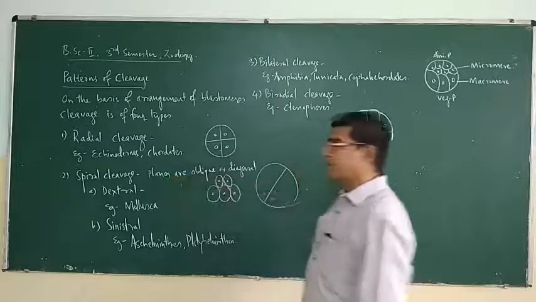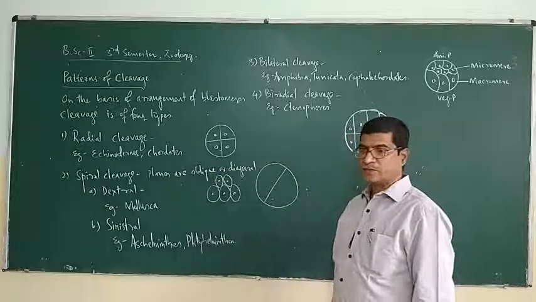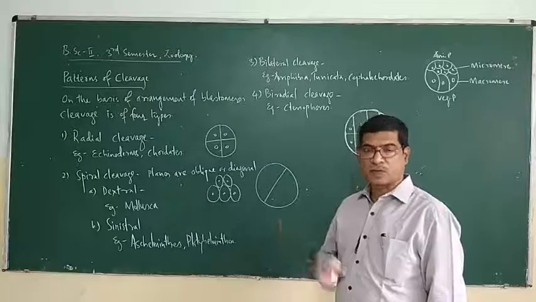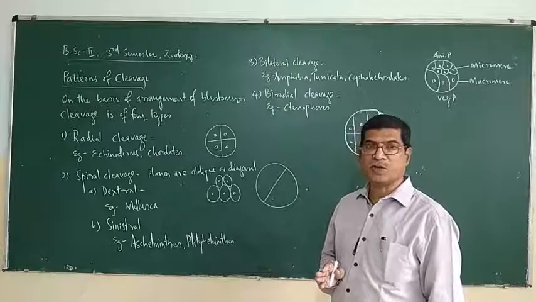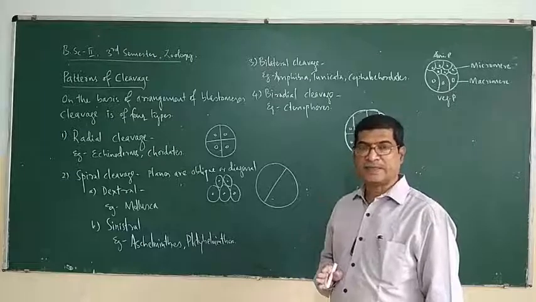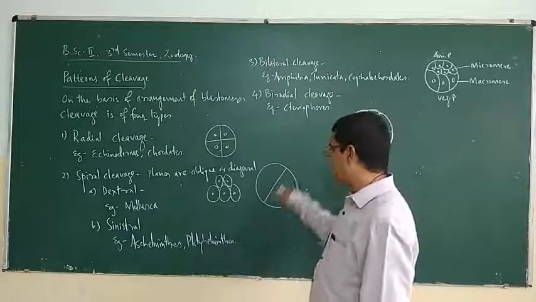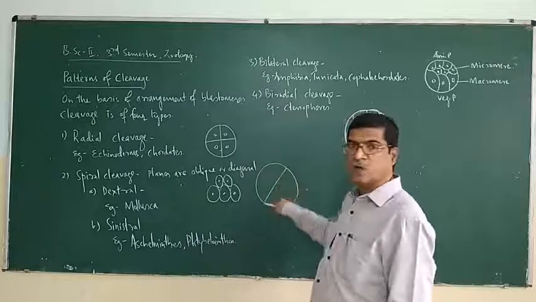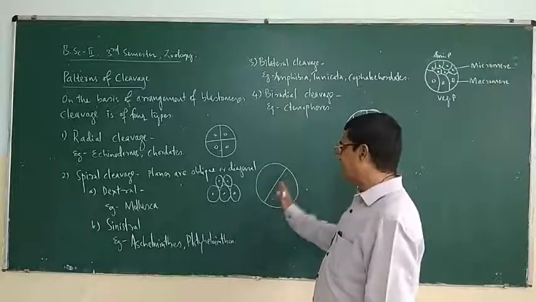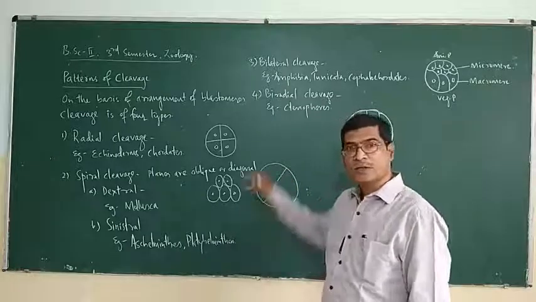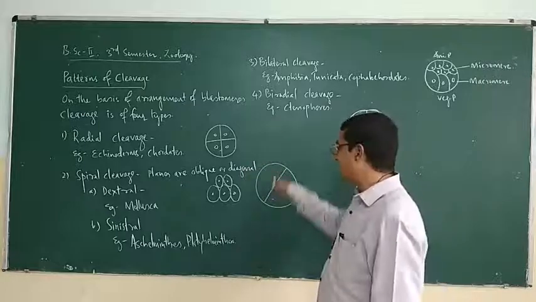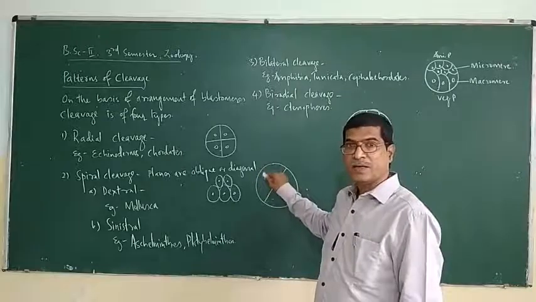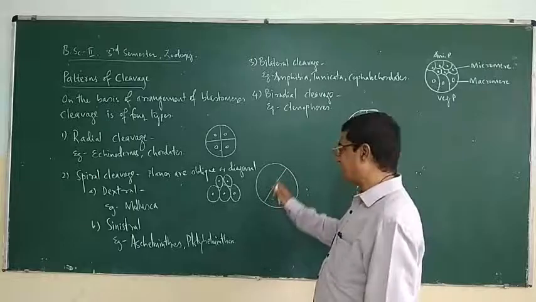So next one, spiral cleavage. In spiral cleavage, third cleavage onwards, the cleavage furrow or plane of cleavage is not erect, straight. It is oblique like this, not straight. Either meridional, vertical, or transverse, not like that. They are oblique to the axis. Which axis? The animal pole, vegetal pole axis, or the median axis. As a result, what happens?